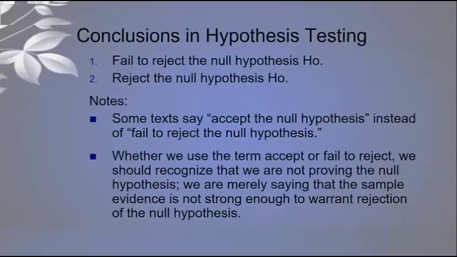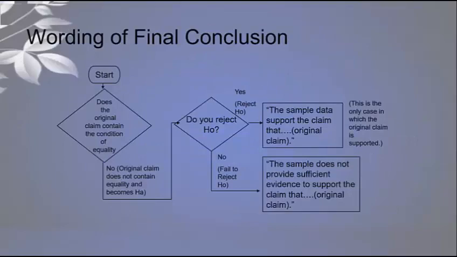Conclusion in hypothesis testing. First, fail to reject the null hypothesis. Second, reject the null hypothesis. Some texts say accept the null hypothesis instead of fail to reject the null hypothesis. Whether we use the term accept or fail to reject, we should recognize that we are not proving the null hypothesis. We are merely saying that the sample evidence is not strong enough to warrant rejection of the null hypothesis. So this is an example wording of final conclusion.